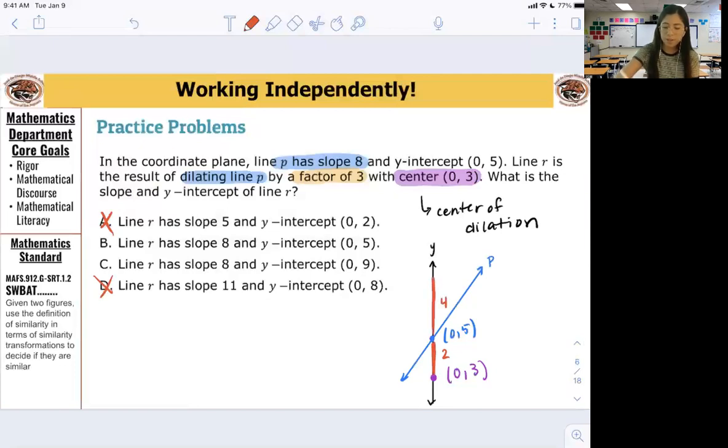So call this, let's say that's 6 units. That's where line R needs to be. Okay, so there's my new line. Line R, it's parallel. And because of the scale factor, where does that end up? Where's the y-intercept? (0, 9). So Perla was correct. C is our answer. Good job.